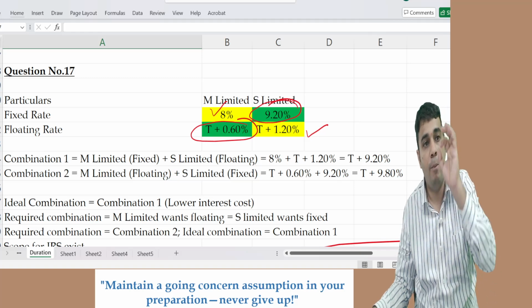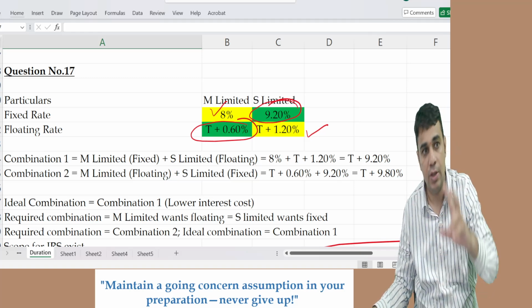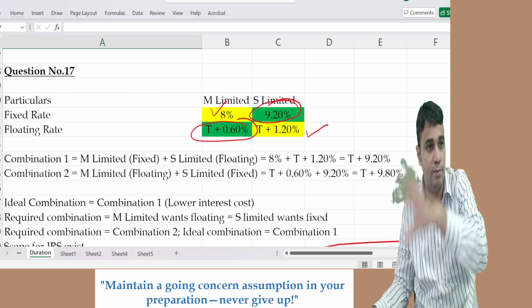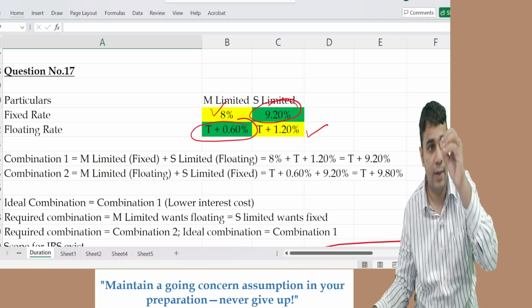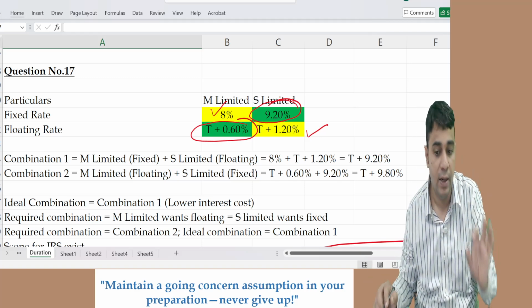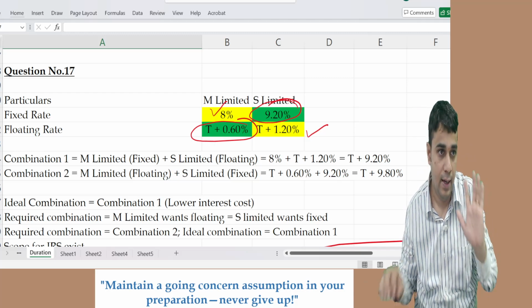Second company, borrow from bank as per ideal combination. 2 and 3 is the balancing figure from the other company, and you will get your effective borrowing rate, which has to match what you calculated earlier. Any doubts on this?